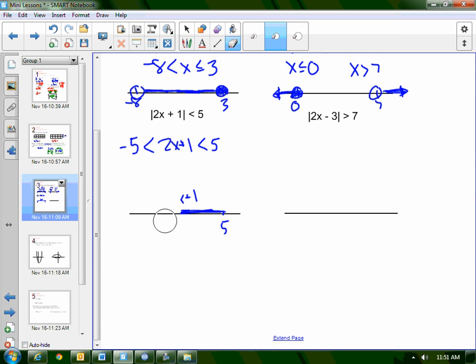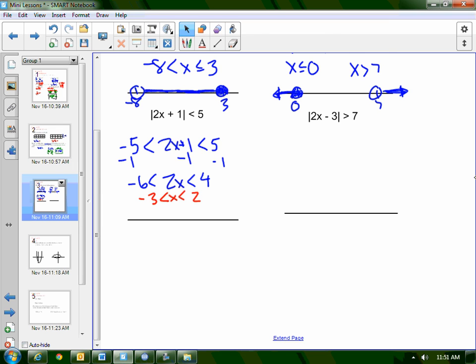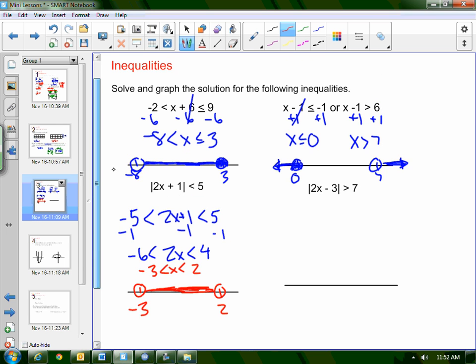Now I'm going to have to solve it for x and actually graph that on my line, so I'll do this like I did before, subtract 1 from everything, and now I have negative 6 is less than 2x is less than 4, and then when I divide everything by 2, I get negative 3 is less than x is less than 2. Now to graph that, I'm going to put a circle at negative 3, and I'm going to put one at positive 2, and these are both strictly less than, and since it's an and statement, I'm going to shade in between them. So when it's a less than problem in an absolute value, it's going to look like an and problem.